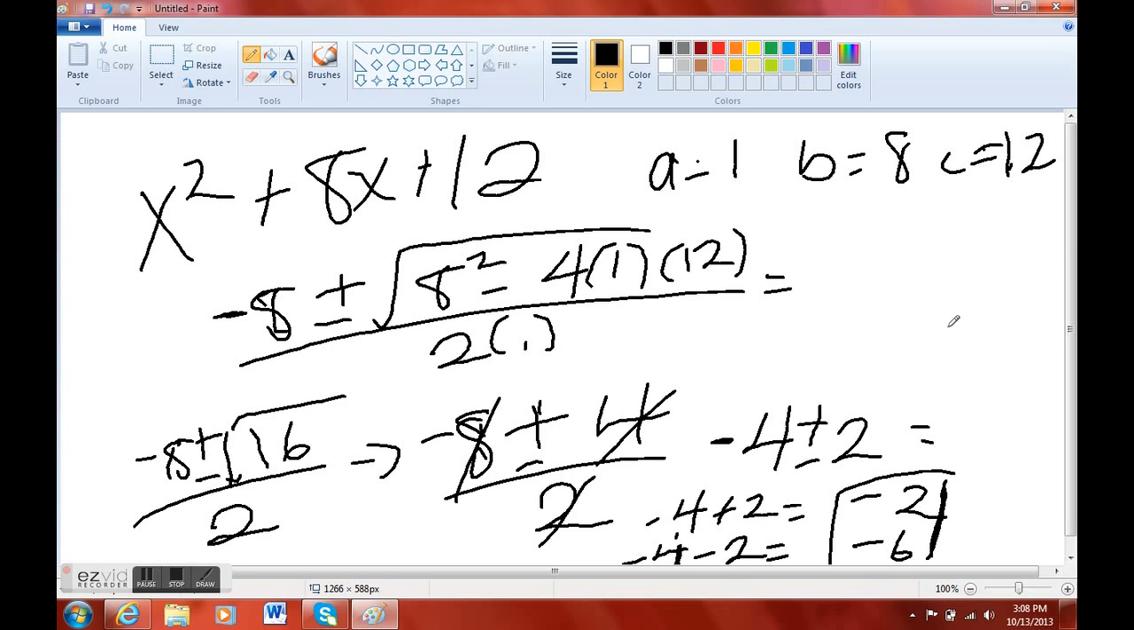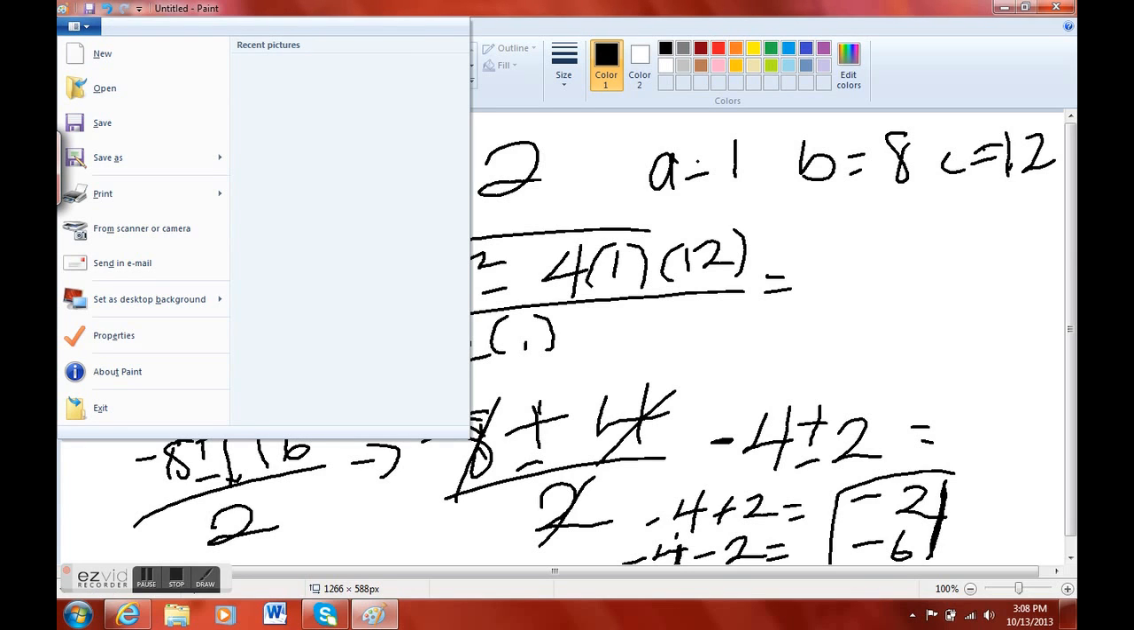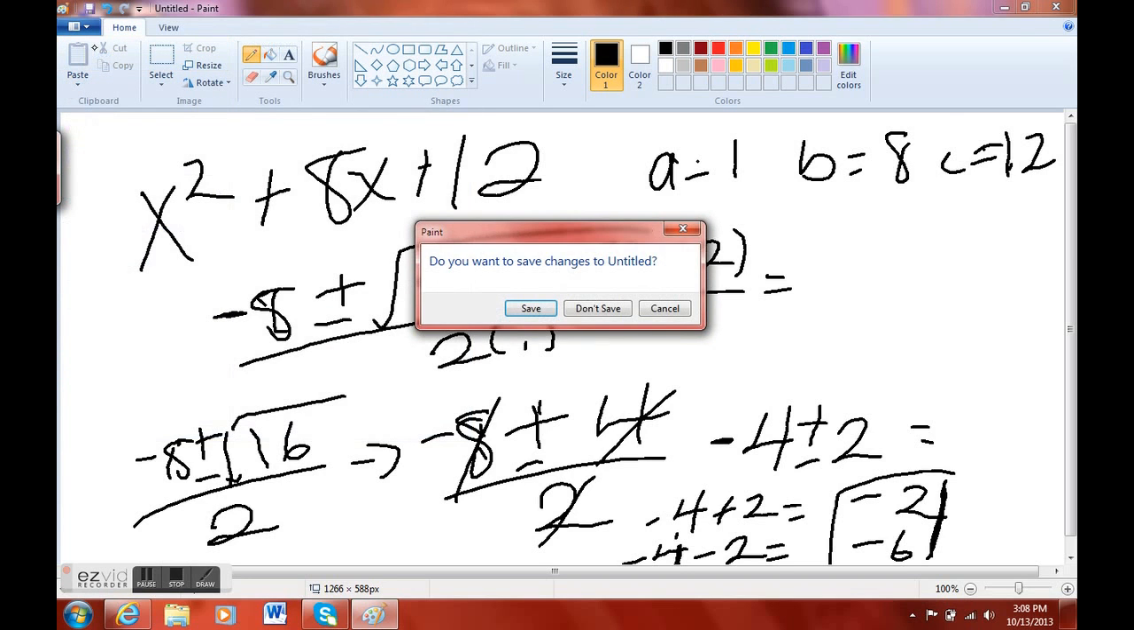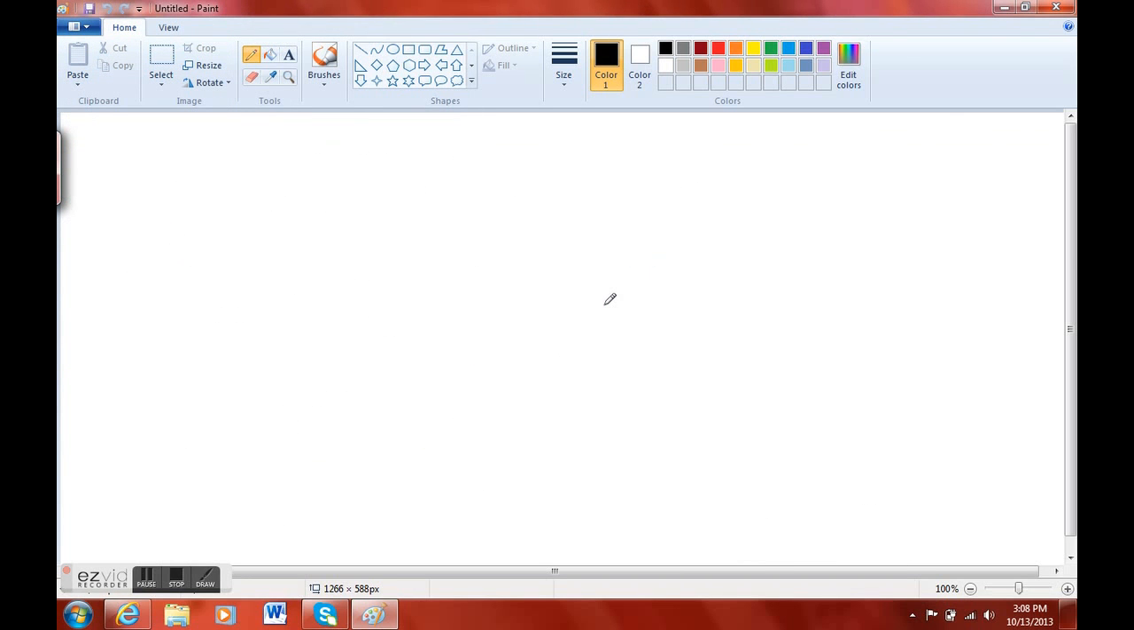We're gonna take it up a notch. So we're gonna do 4x squared plus 20x plus 33 equals 0. Wake up, anyone who's sleeping in class or at home. A equals 4, B equals 20, and C equals 33.